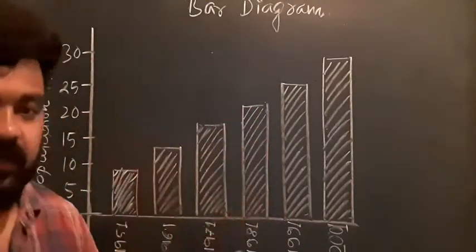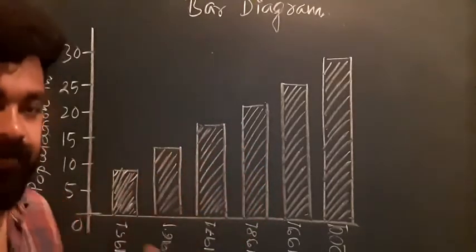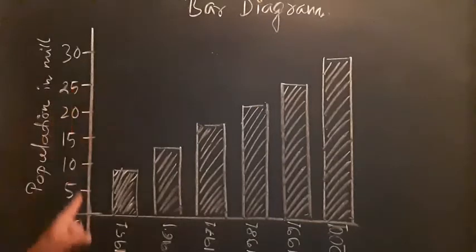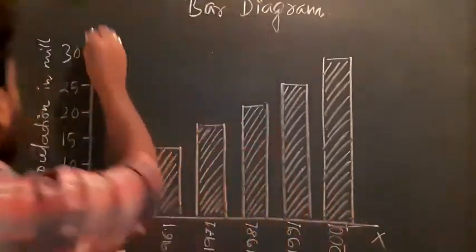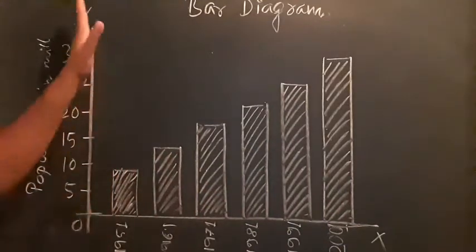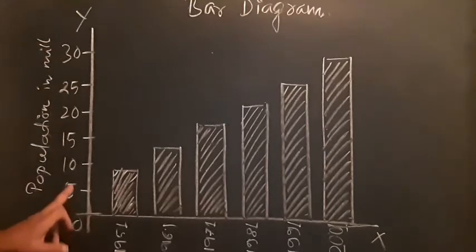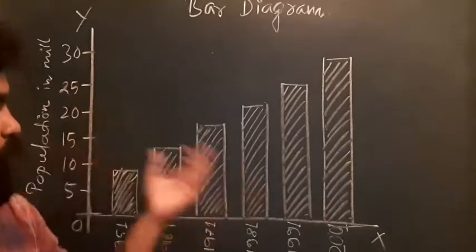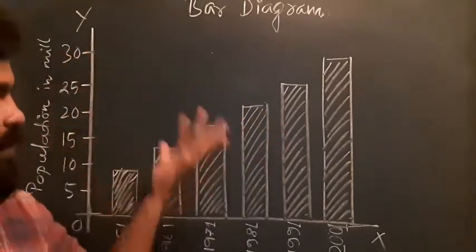Whatever we have seen, that graph is 8 point something million, right? So here it is growing from 1951. Here this is the y-axis, this is the x-axis, right? Through the y-axis we are representing the population in million. So we are taking 0, 5 million, 10 million, 15, 20, 25, 30 million like that. Before taking 30 million, we have to take these things as an average, right?